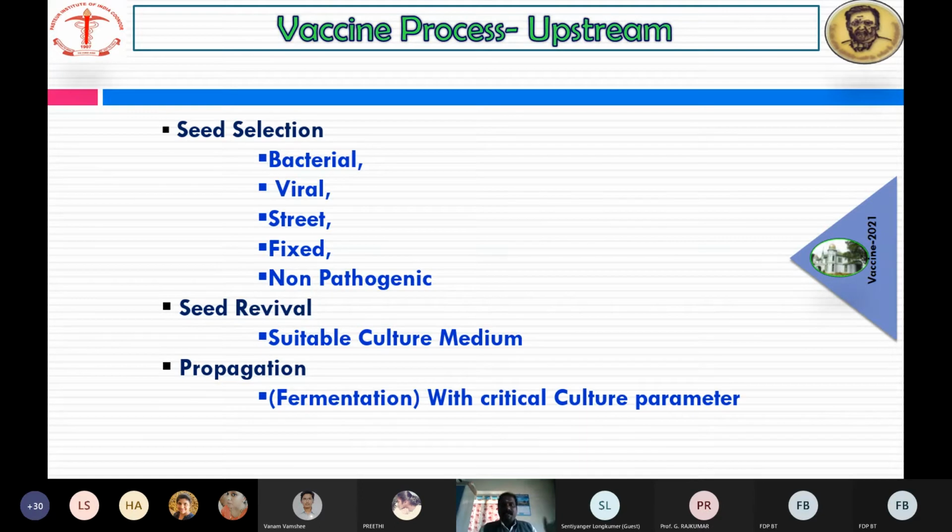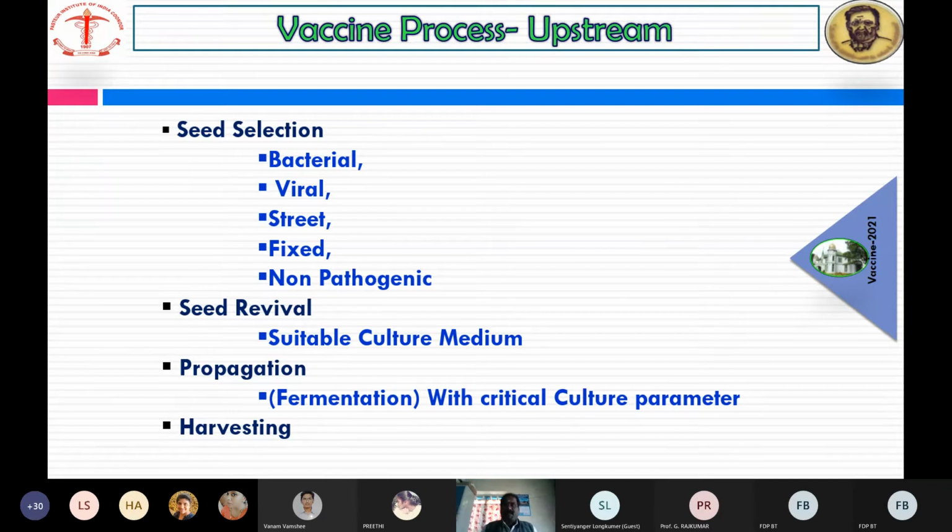So in the vaccine process, upstream means selection of the seed, either bacterial or viral. It should be a fixed virus, not a street virus. It is non-pathogenic and highly immunogenic. I go for revival in a suitable culture medium. Then propagation is fermentation in a bioreactor with critical culture parameters. Then I go to the harvesting.